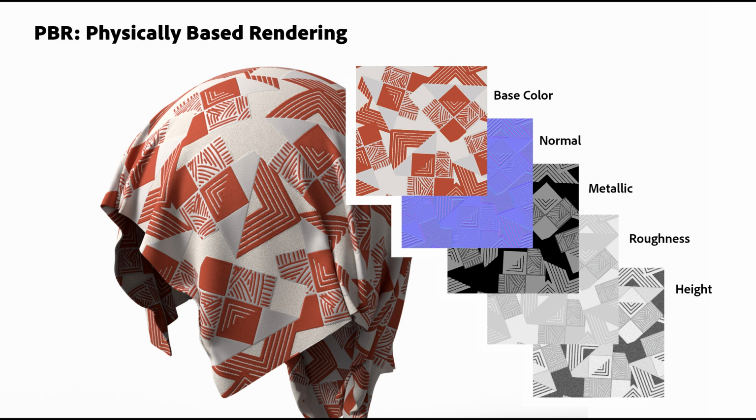PBR stands for Physically Based Renderer. And what's happening is your computer is taking multiple 2D images with specific information related to each image, compiling them together, and then using that compiled information to render out your 3D material. Each 2D image references or dictates a certain aspect of your material, and we're going to be talking about these 5 here: color, normal, metallic, roughness, and height, quite a bit in this demo.